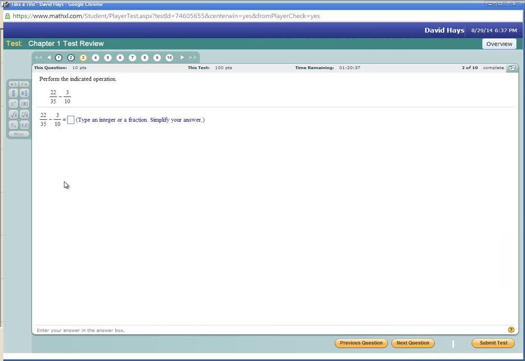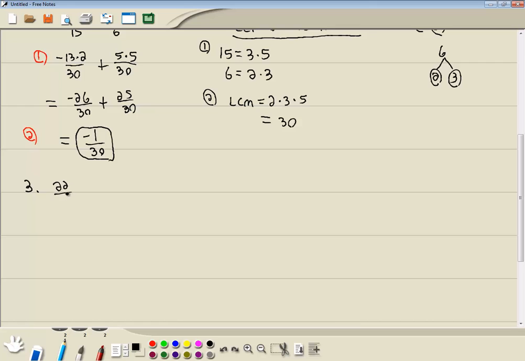Okay, so we're going to have 22 over 35 minus 3 over 10. Well, in order to subtract these, again, we have to have a common denominator. That's our first step. Get a common denominator. Well, let's find the LCM of 35 and 10. I know some of these you can probably look at and see, like LCM is 70, which is our common denominator. But I'm going to show you the steps for doing it.